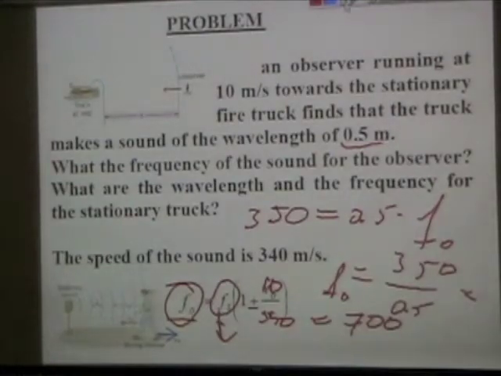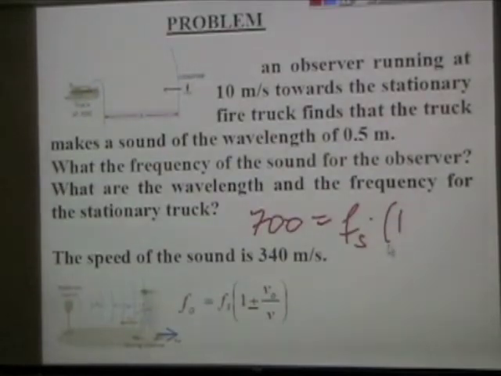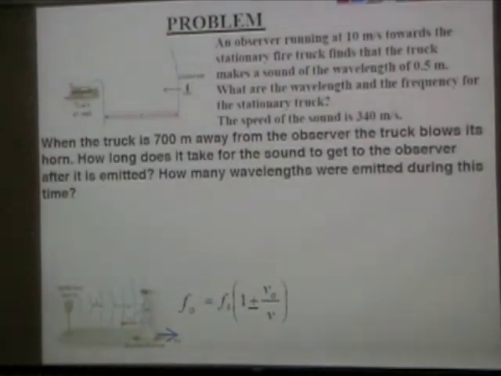Well, so we would have to say 700 equals, for the stationary case, 1 plus or minus, plus, because closing, 10 over, now, what number should we write here? 350 or 340? This is the speed of the sound relative to the ground, 340. Well, now we just have to finish the calculation. And two more questions. So we just have found lots of stuff.